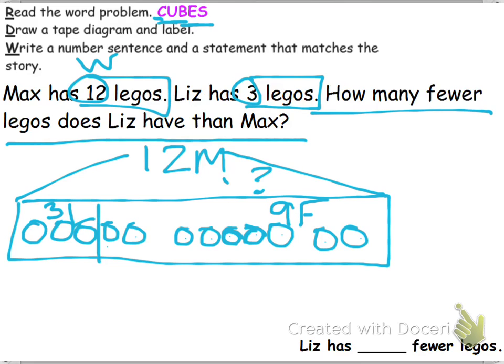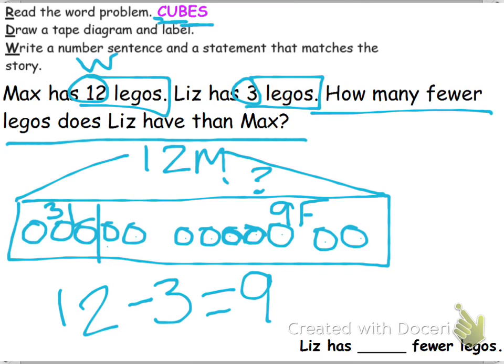So we have to write our number sentence. So we know that for our number sentence, we're going to use subtraction. With our number sentence, we know subtraction is your whole minus the part we knew equals the part we found. So we know that 12 was our whole, minus 3, which is what we knew, equals 9, which is what we found out.